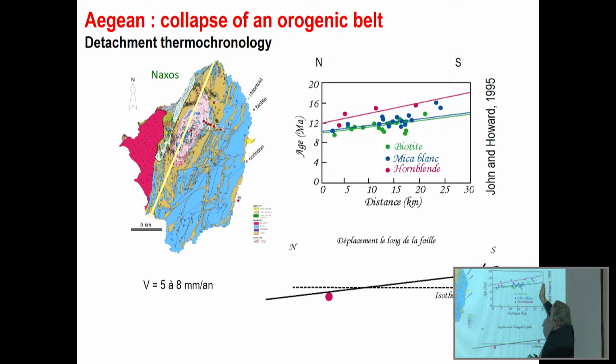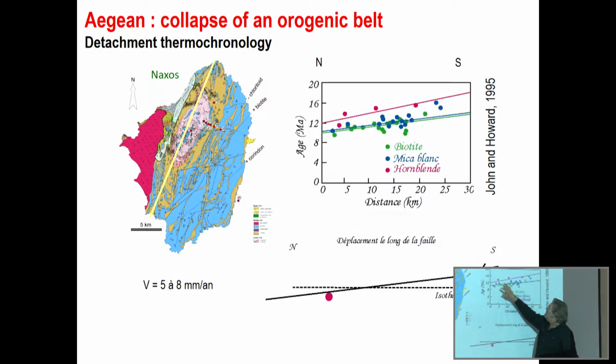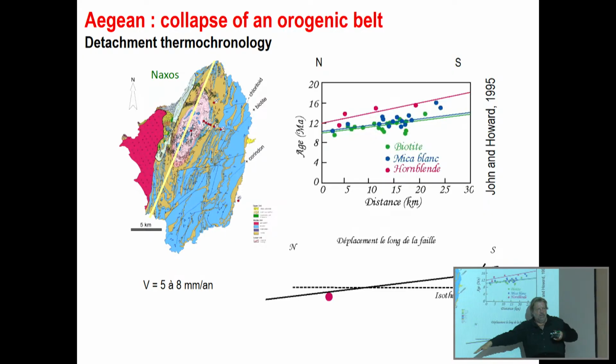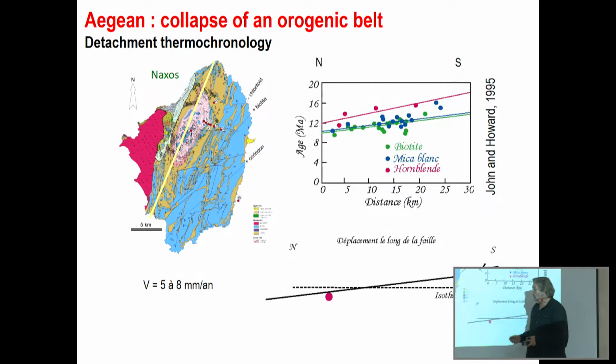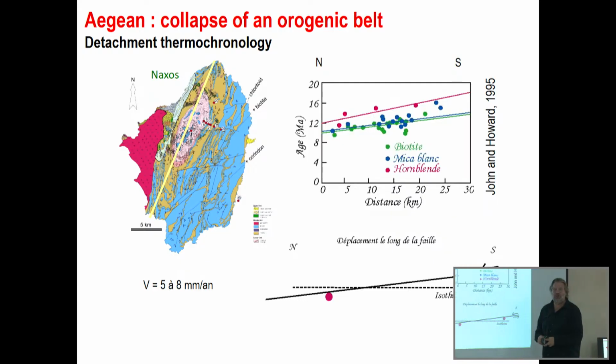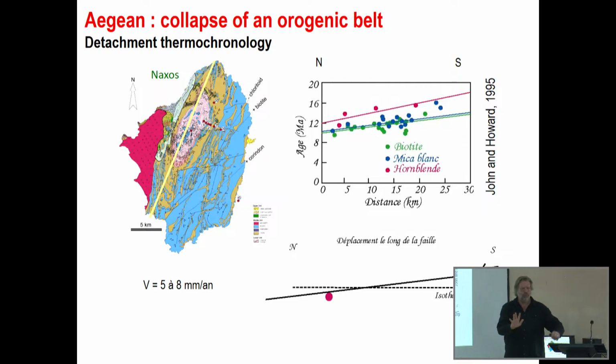And then looking at the north-south section, you see that the ages are getting younger towards the north. That's consistent with exhumation and cooling happening earlier in the south as the detachment was active and exhuming rocks first in the south and then in the north. I think it's a very nice demonstration of that. Did you follow?